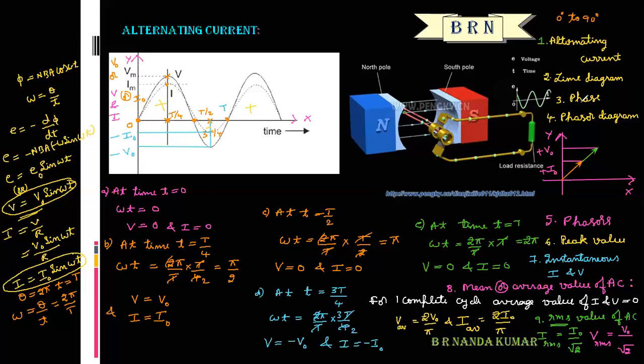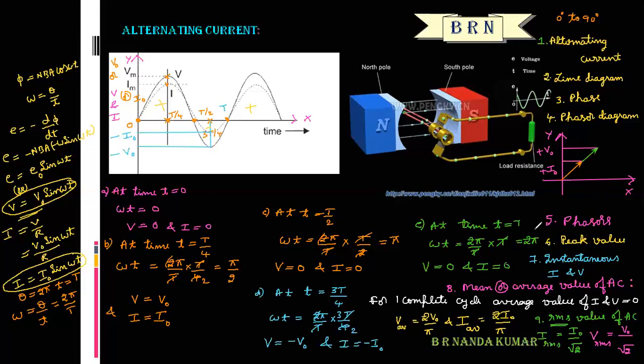What is the meaning of phase? Phase tells the state of a variable, say current, with respect to another variable, say voltage. What is the meaning of phasor diagram? A diagram which gives the phase relationship between current and voltage. Phasors mean current and voltage represented in the form of rotating vectors.